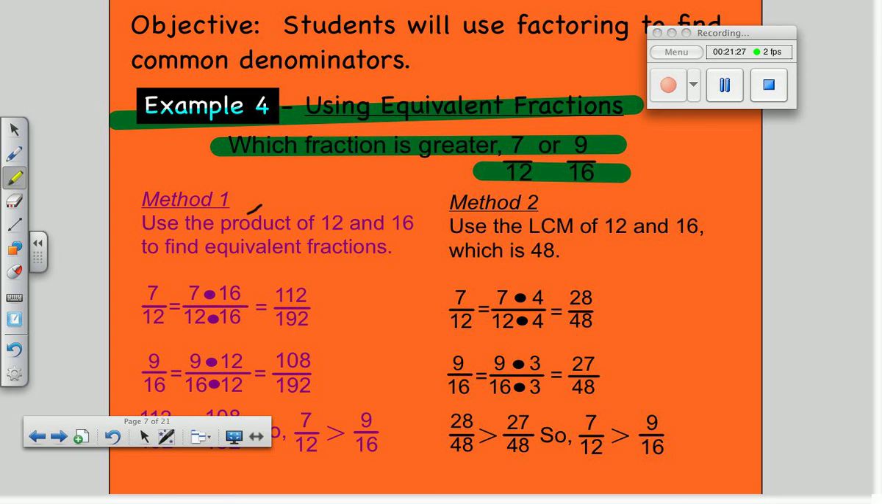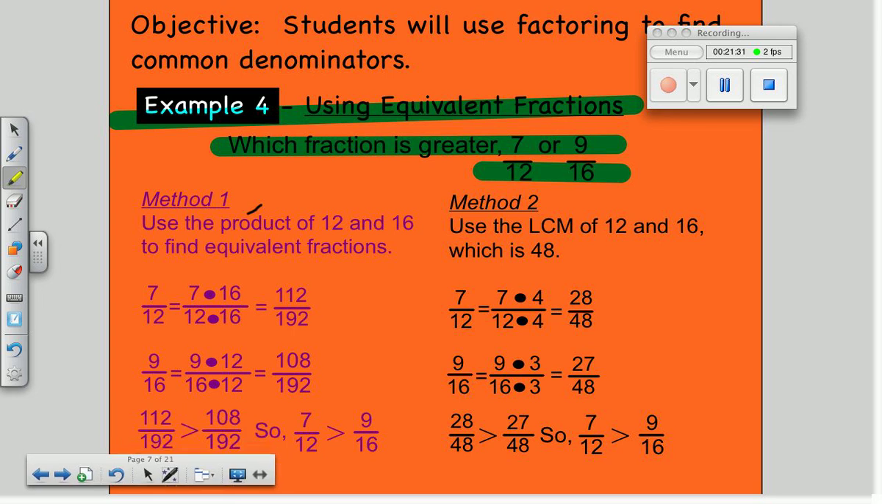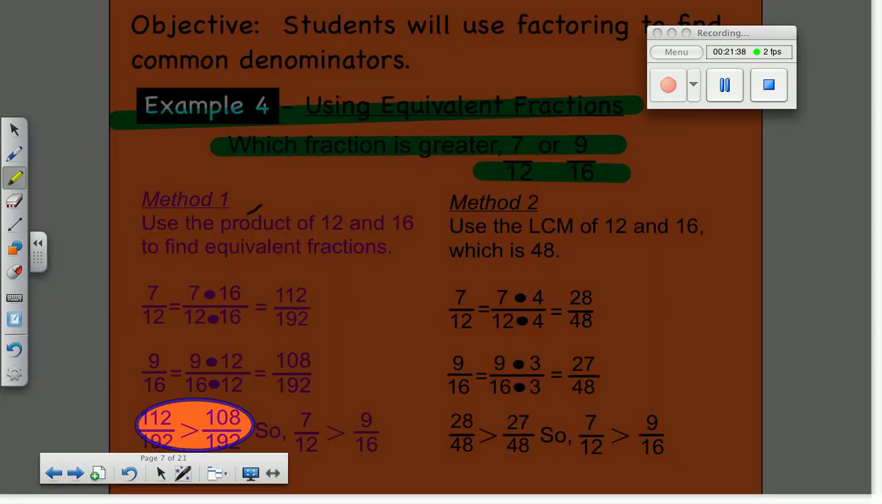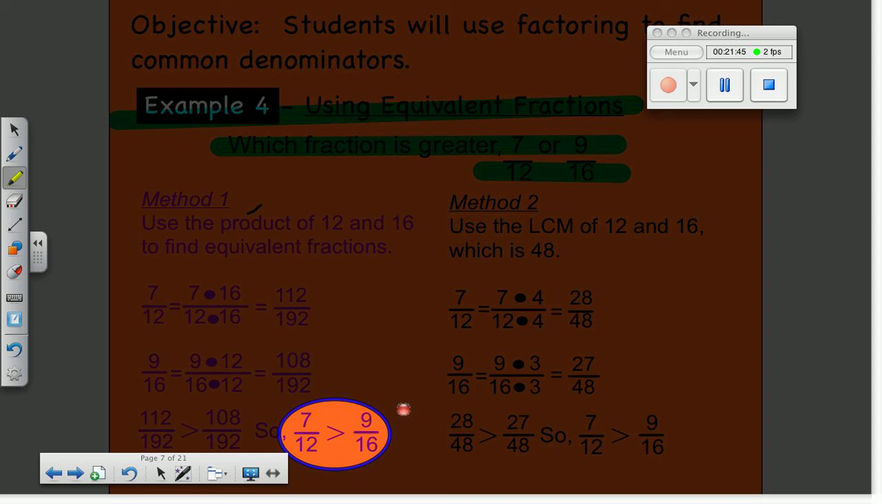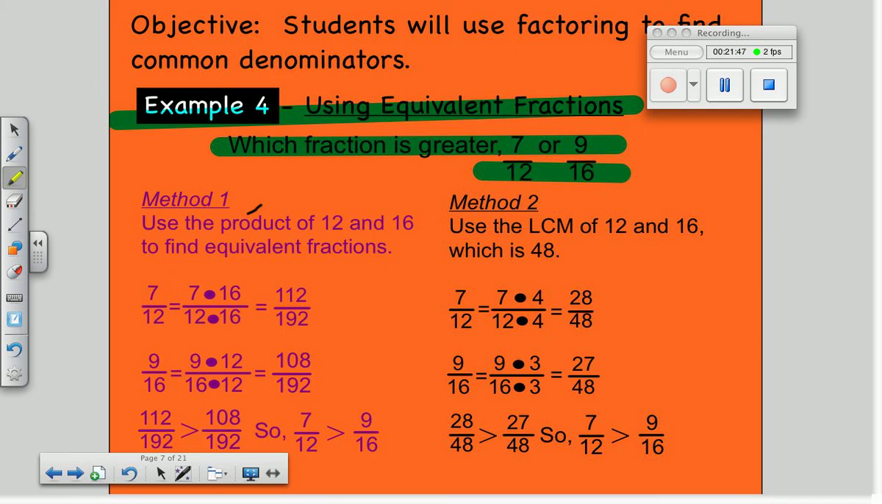And this is the question, which fraction is greater? So we get our answer down here. Since 112 over 192 is greater than 108 over 192, then 7/12 is greater than 9/16. That's method 1, to multiply the denominators. Method 2, use the lowest common multiple of 12 and 16 to find a common denominator.